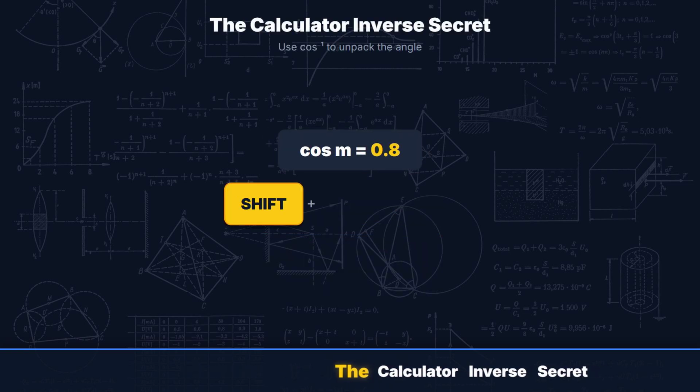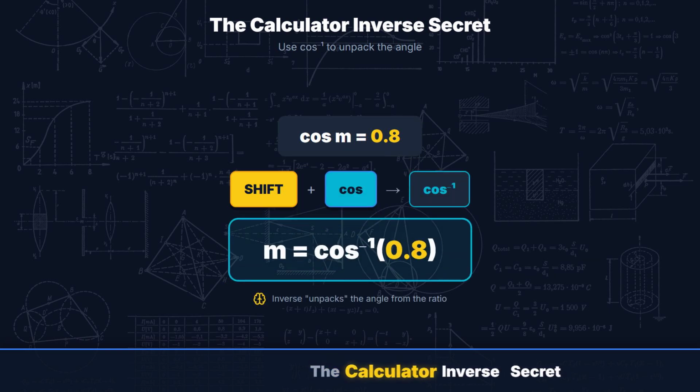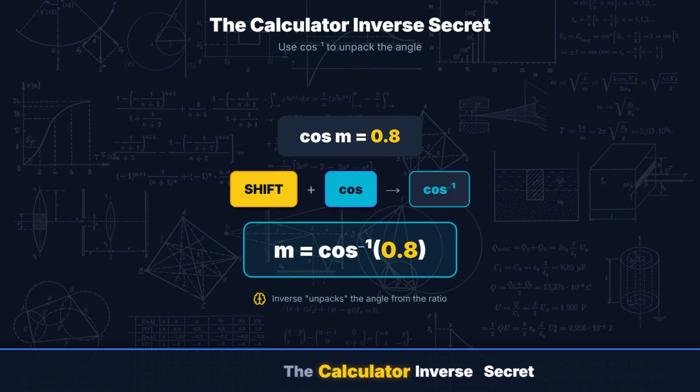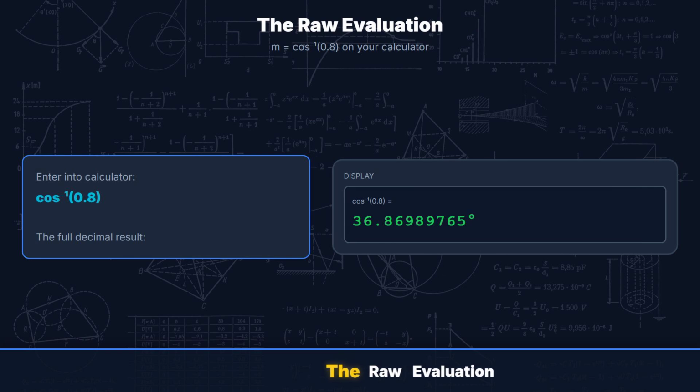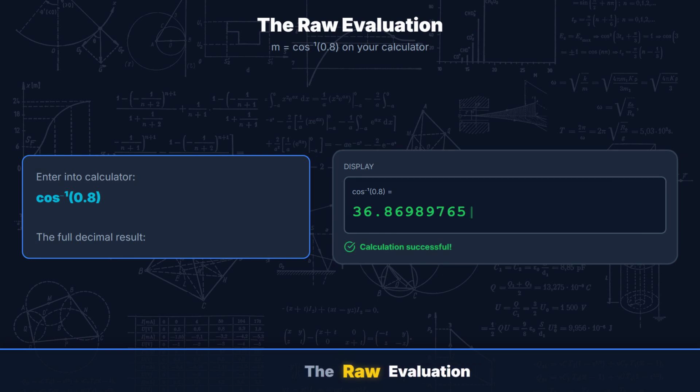Now, how do we unpack the angle M from the cosine function? We use the inverse. Press the Shift key and then press the cos key on a calculator to access the inverse of cosine, which is written as cos minus 1. When you run this inverse function on your calculator, it unlocks the exact decimal trail. This will give the angle as 36.8698965 degrees.